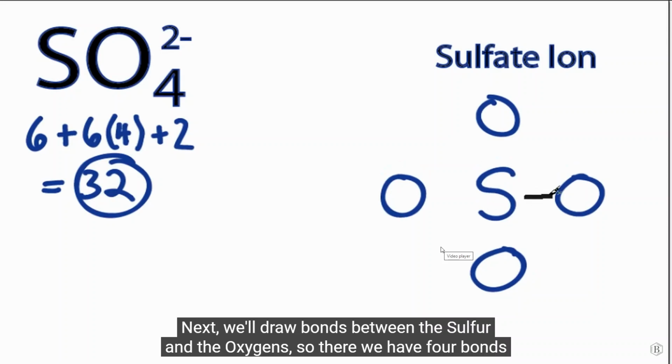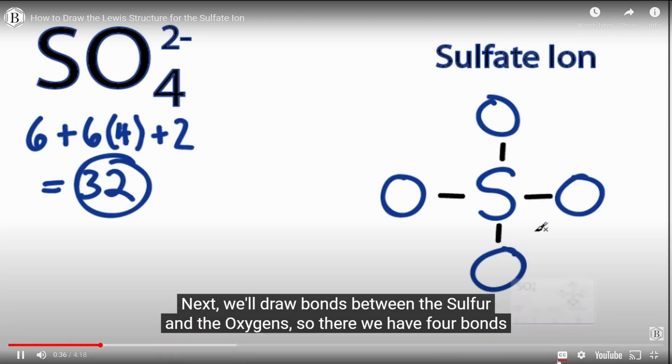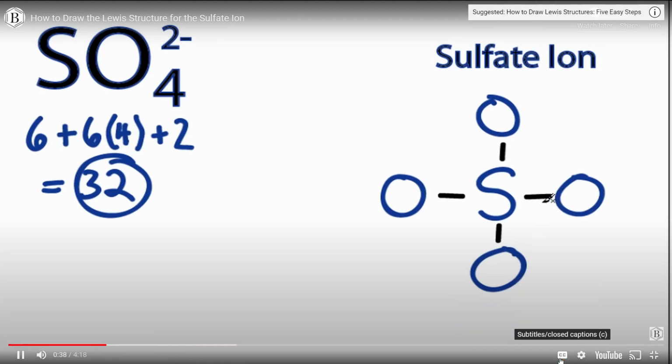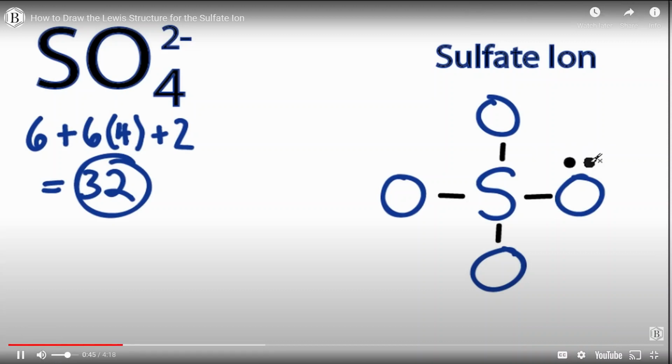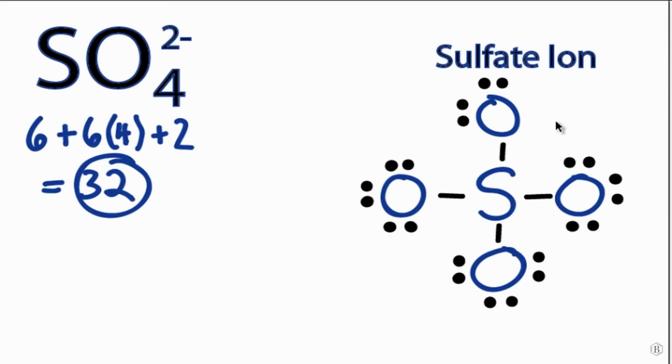Next, we'll draw bonds between the sulfur and the oxygens. So there we have 4 bonds, and we've used 8 valence electrons. Just go around the outer atoms and make sure they have octets. So we've used 8, 10, 12, and 32.